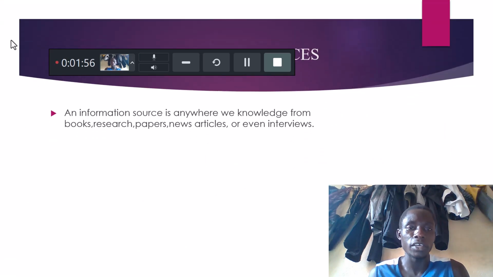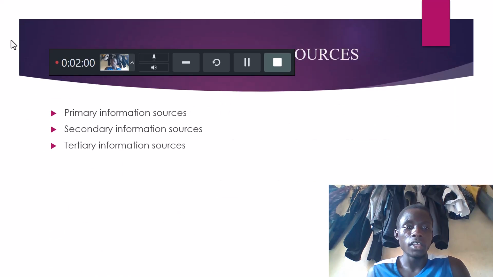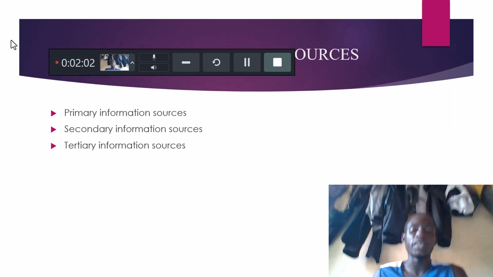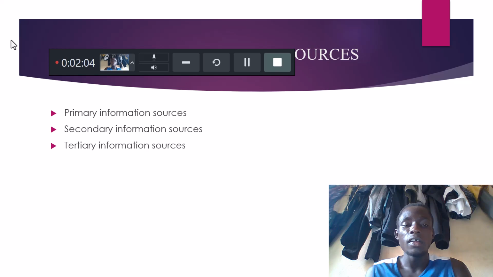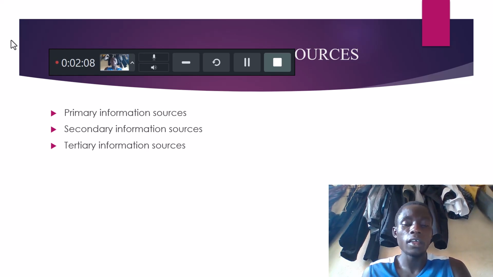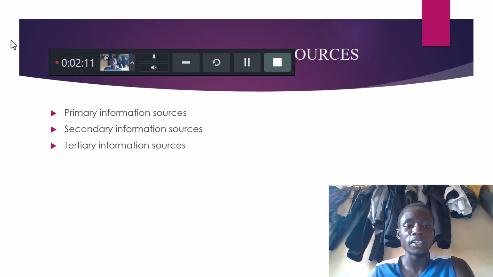Now I'm going to be taking you through it. You find that information sources have some types. First of all, there are primary sources of information. After that, there are secondary sources of information, and finally, there are tertiary sources of information. I'll be taking you briefly through these types of information sources.